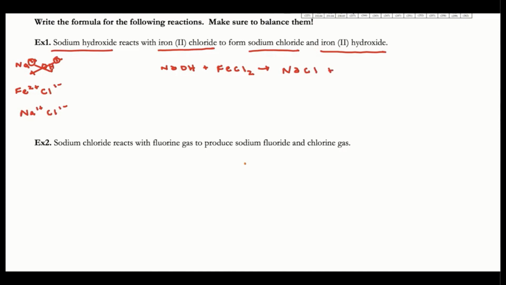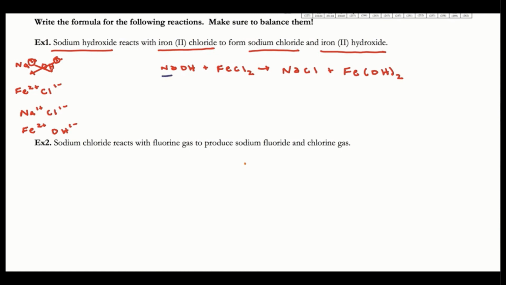And iron 2 hydroxide. Fe has a 2+ charge. Hydroxide has a 1- charge. When I cross my charges, remember hydroxide has to be in parentheses, so you have 2 hydroxides. Okay. And I'm good to go. Now, I do need to balance.